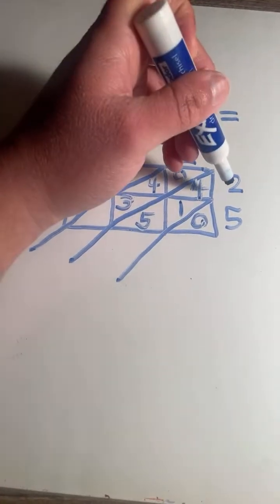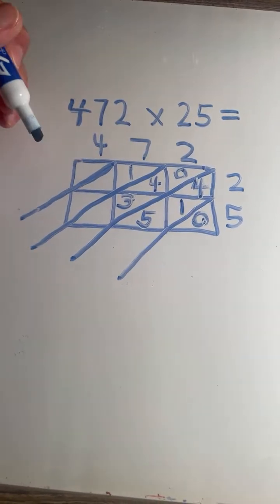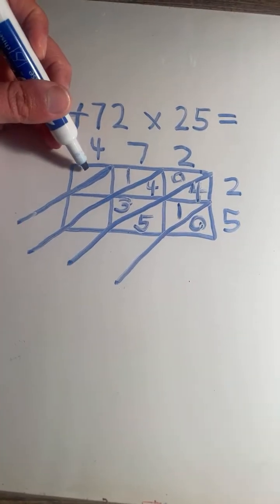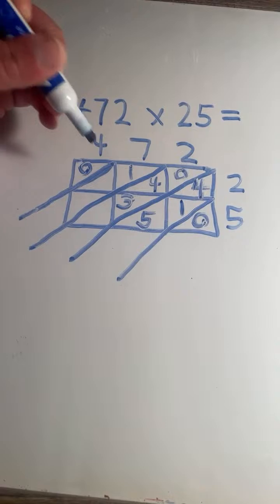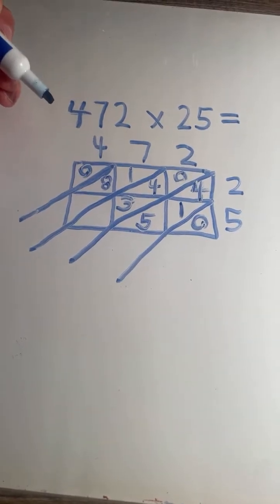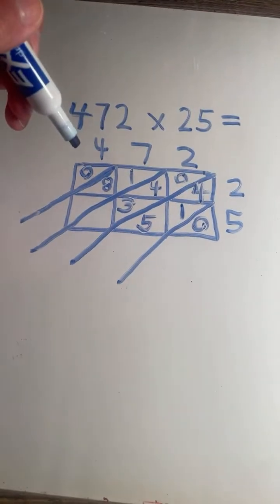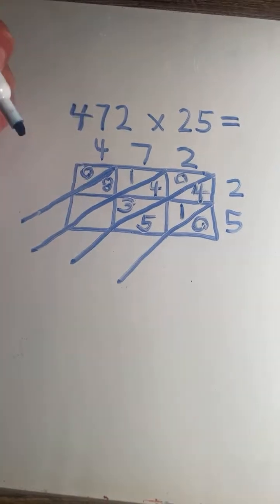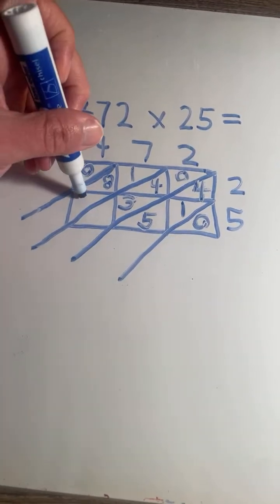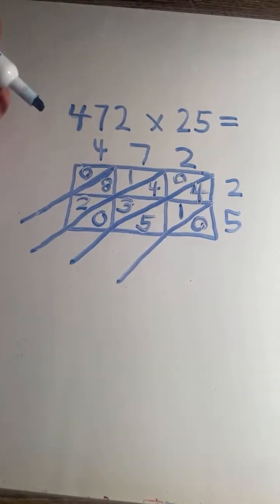Next, we're going to multiply 4 times 2. The answer to 4 times 2 is going to go in this square. 4 times 2 equals 8. So 8, there's nothing in the tens place, so we're going to put a 0 in the top triangle and then an 8 in the bottom triangle. Next, we multiply 4 times 5. The answer to 4 times 5 goes in the bottom square. 4 times 5 equals 20, so that's a 2 in the tens place, 0 in the ones place, 2 in the top triangle, 0 in the bottom triangle.